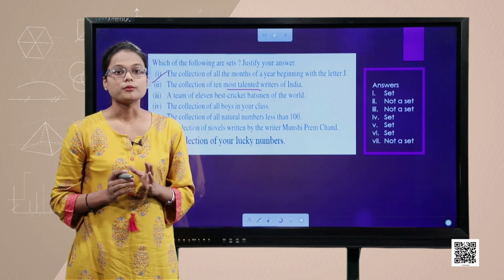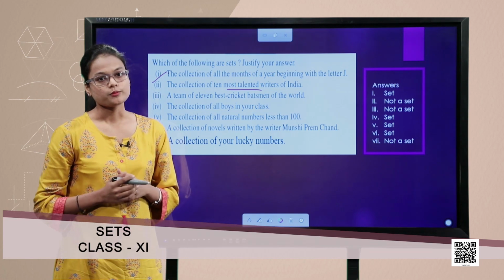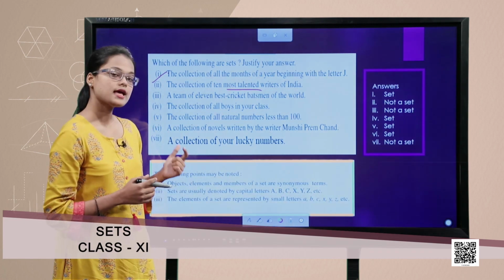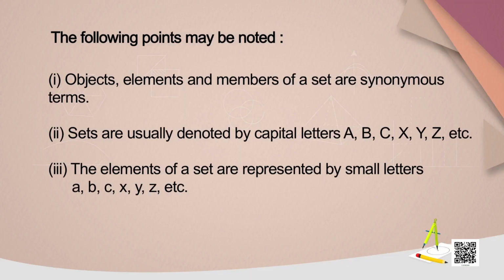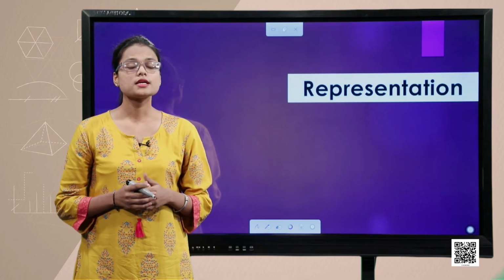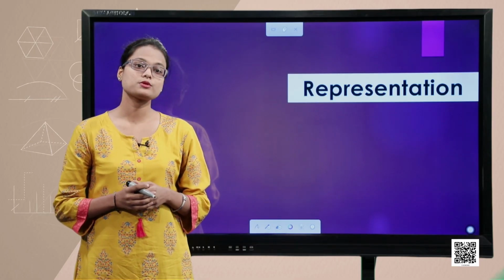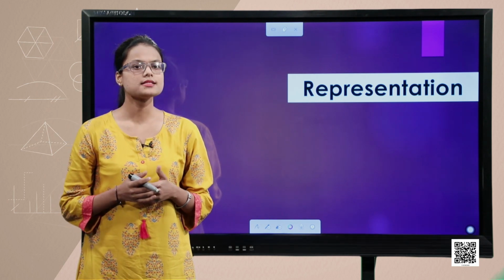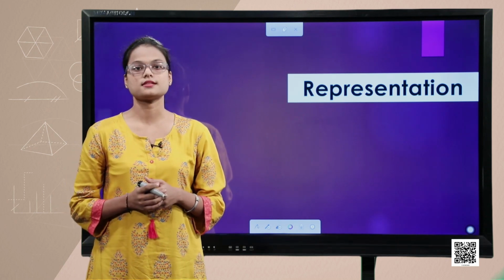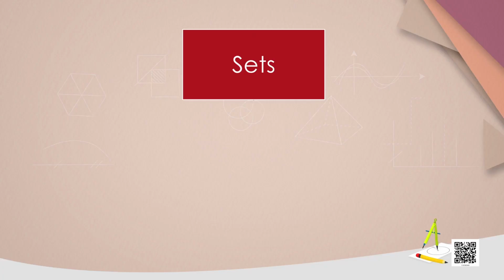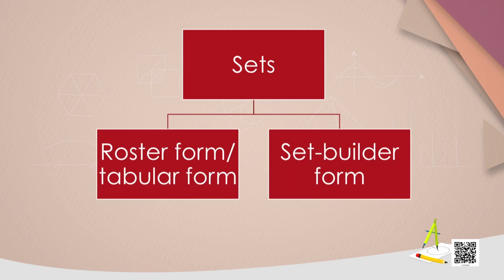Students, remember these points while moving further: objects, elements and members in a set are all synonyms. Usually we represent sets by capital letters and their elements by small letters. So, let us study how we can represent sets. Sets are usually represented in two ways: roster form or tabular form, and set builder form.